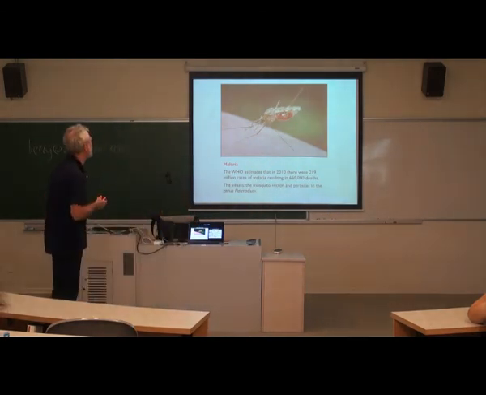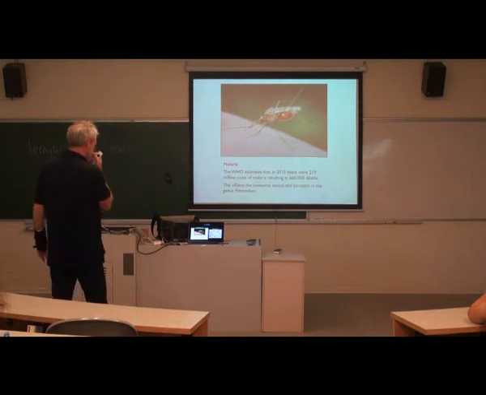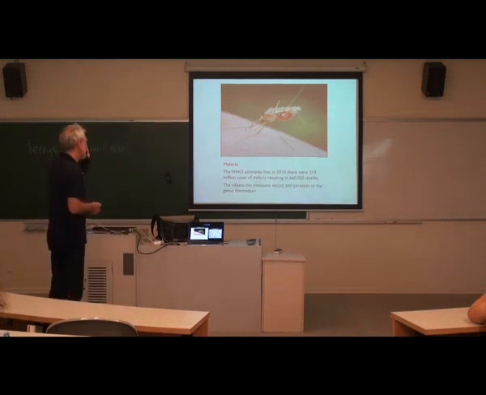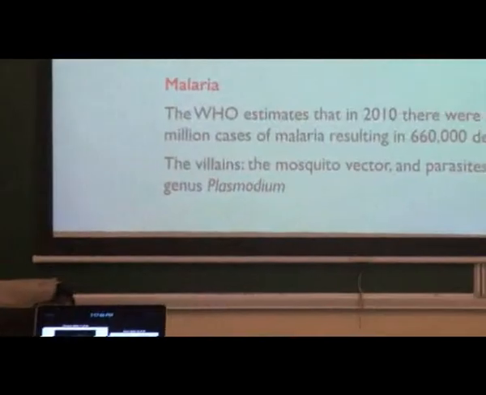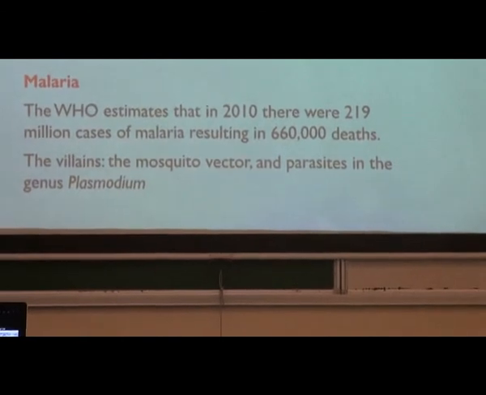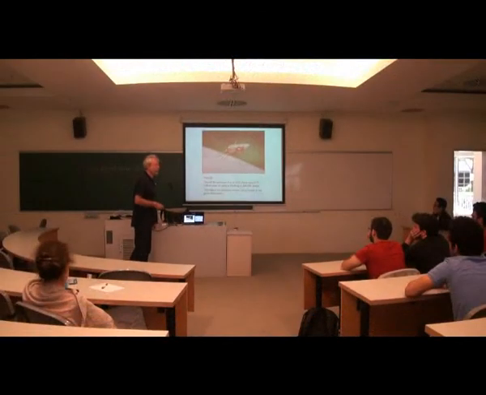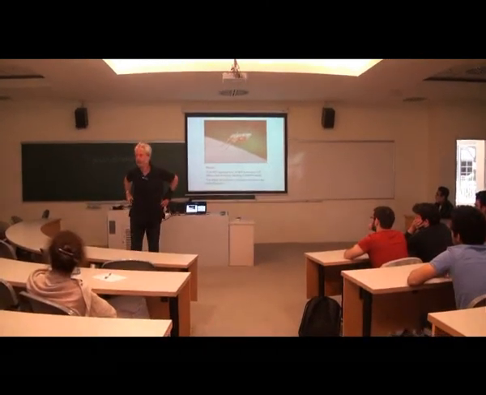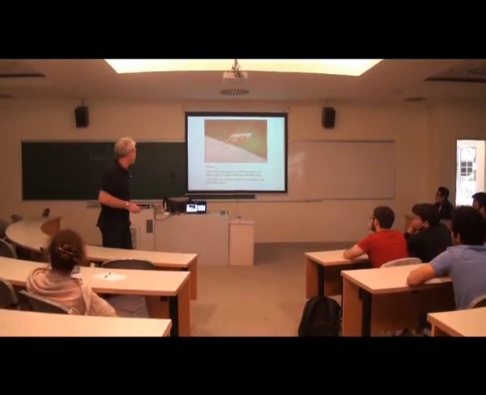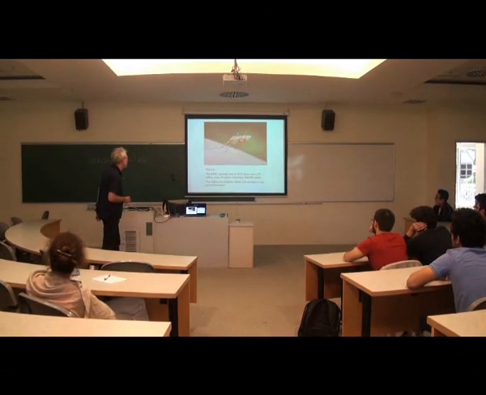Anyway, yes, this is Anopheles, the mosquito that bears malaria. This is probably a massive underestimate. This is huge, folks. 219 million cases of malaria in 2010, and over 500,000 people dead, mainly children, because they're more susceptible to malaria. And as you know, there are two bad boys in this story.